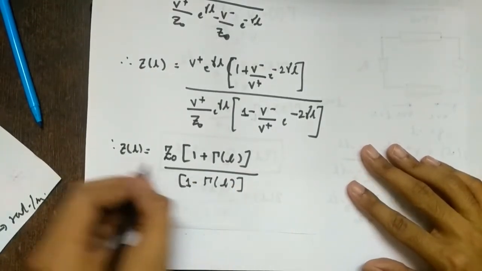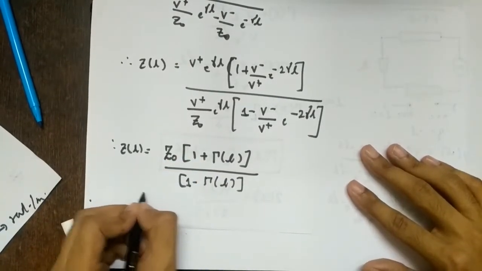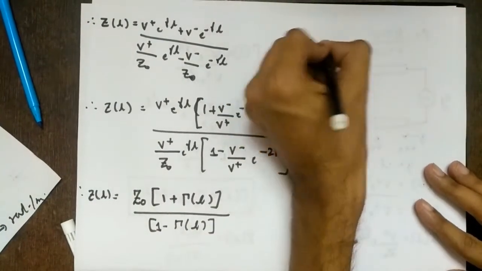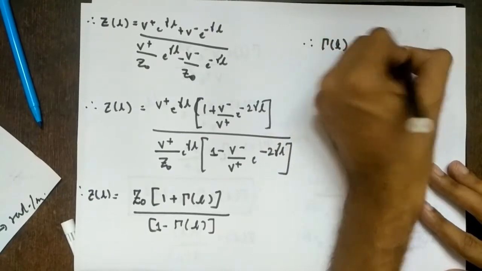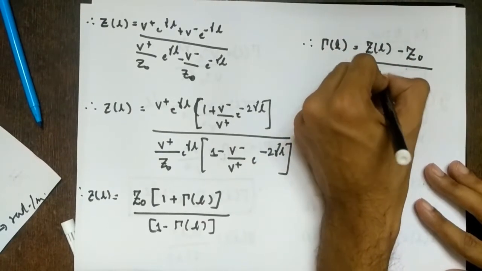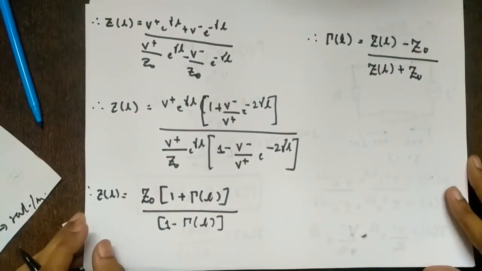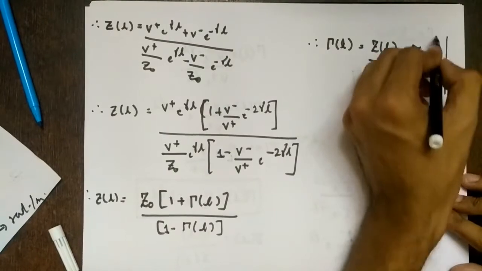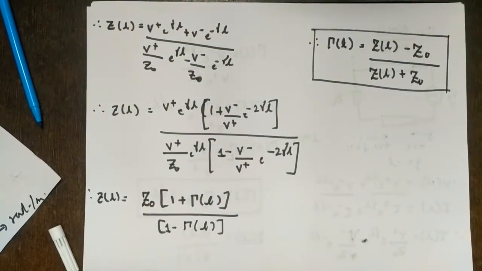So I want to find gamma of L now. By componendo dividendo, if you remember, you did it in 11th or 12th standard, you will get gamma of L equal to Z of L minus Z0 upon Z of L plus Z0. So this is the expression for the reflection coefficient at any point on the transmission line.